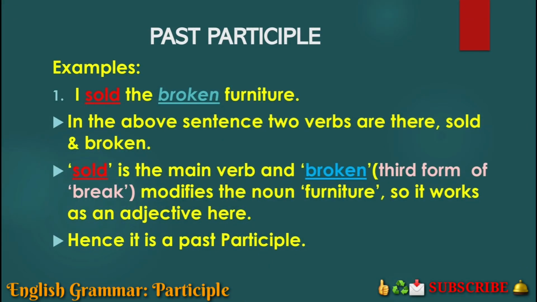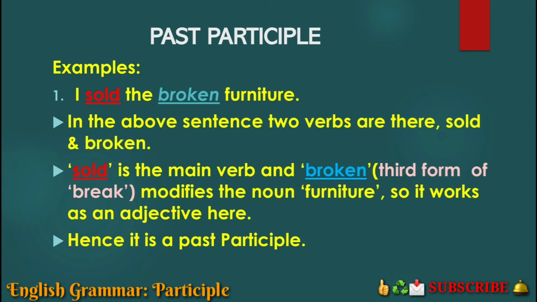Let's have a few examples of past participle. Example 1: I sold the broken furniture. Students, in the above sentence, two verbs are there, sold and broken. Sold is the main verb in this sentence, and broken, the third form of break, modifies the noun furniture. So it works as an adjective here. Okay, students? And hence, it is a past participle.